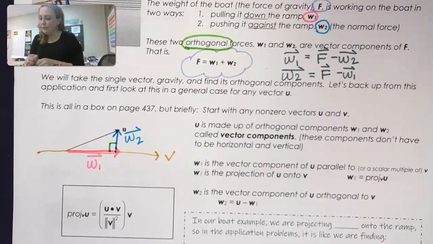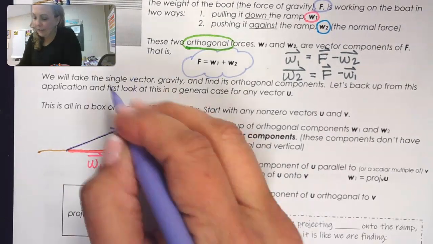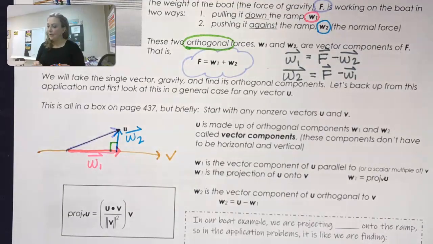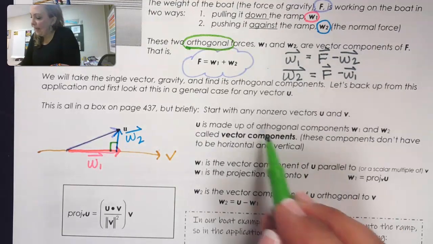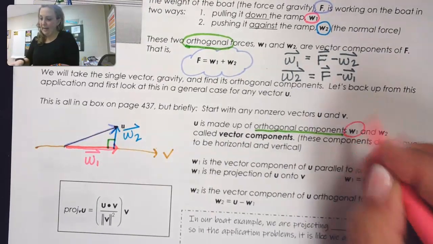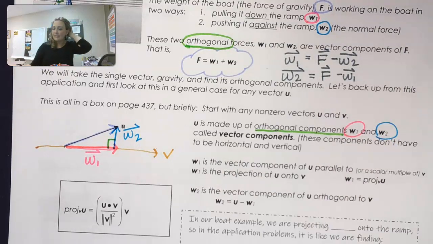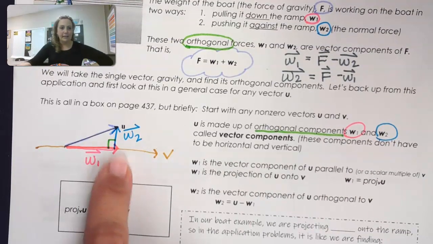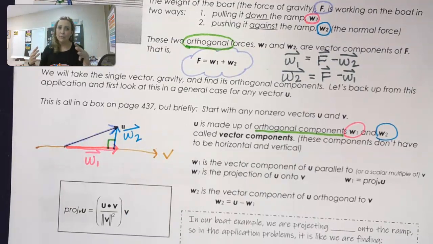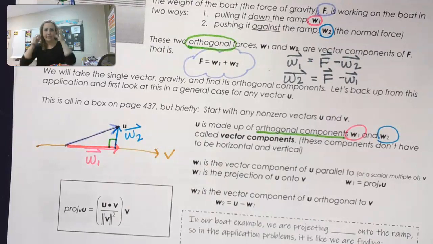Okay, so notice if we take W1 plus W2, we have this vector u that we're dealing with. Again, u is made up of these orthogonal components, W1 and W2, and those are called vector components. Here I made mine horizontal and vertical. They don't have to be horizontal and vertical, but I drew my v as horizontal, so that's why they ended up that way.